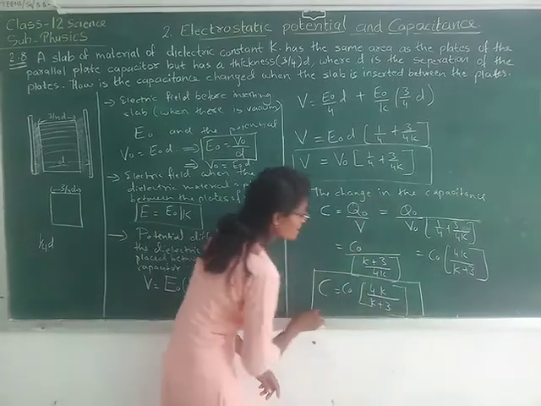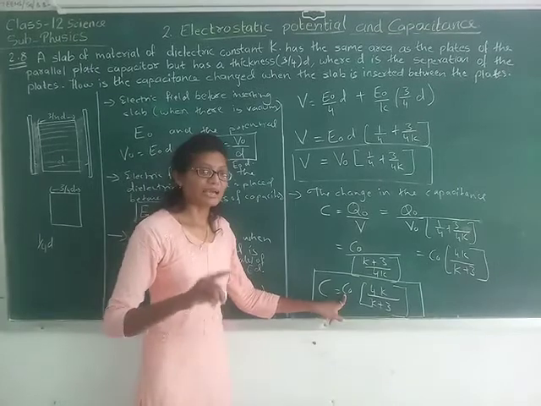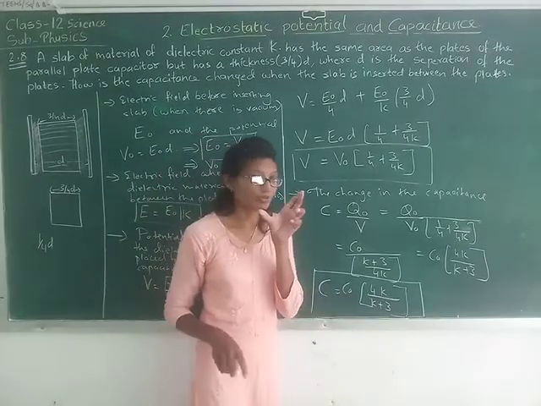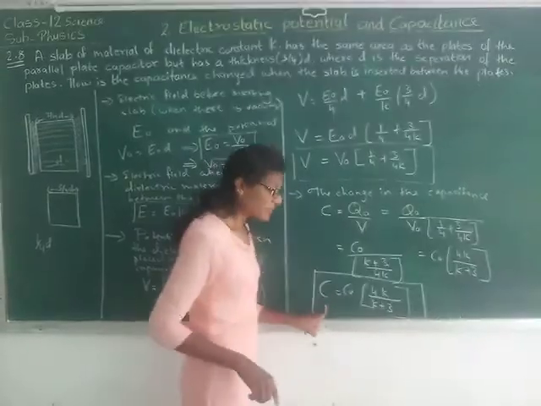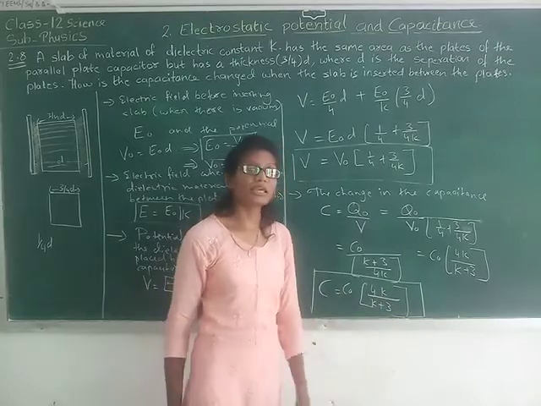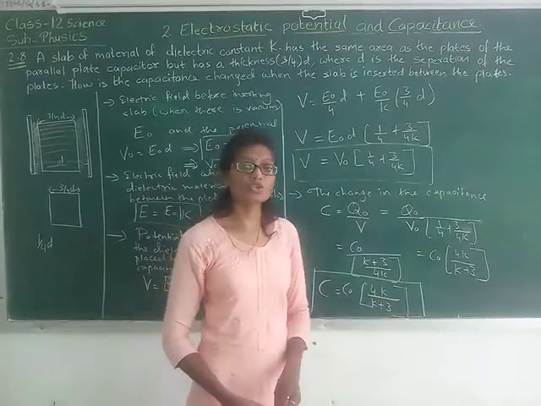So we can see over here, C0 is the capacitance without dielectric material. When we are placing the dielectric material between the plates of the capacitor, the capacitance value increases by 4K upon K plus 3. So students, you may note down this.